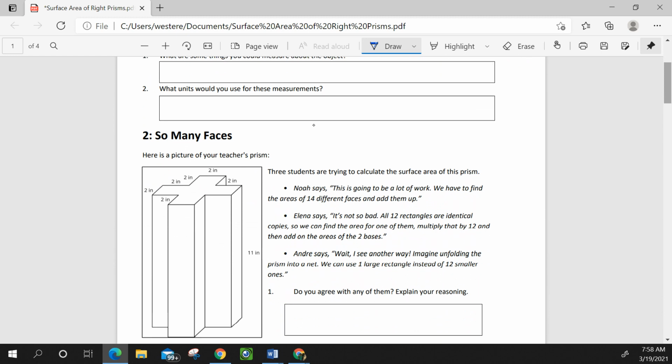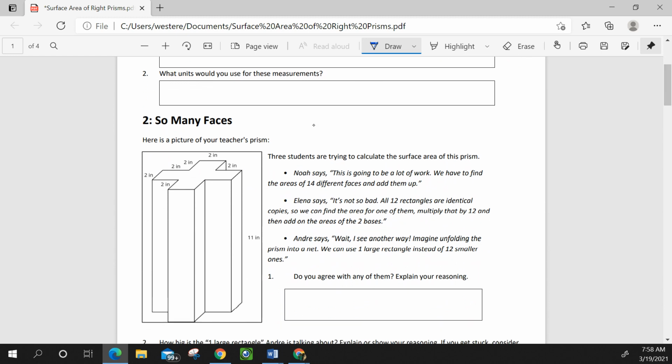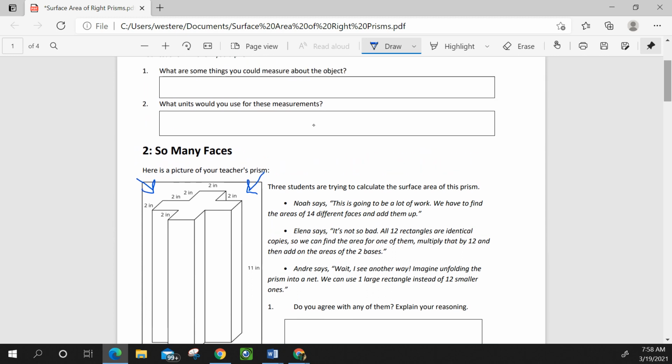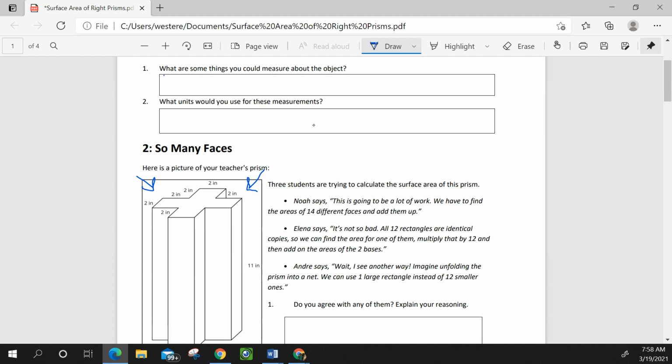Okay, so the prism that we're looking at is right here. Some things we can measure about this prism is we can measure like the height, length, surface area of any face. So we can do like the rectangles or this base right here. Okay, so those are things that we can do.